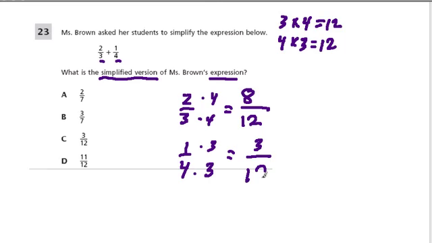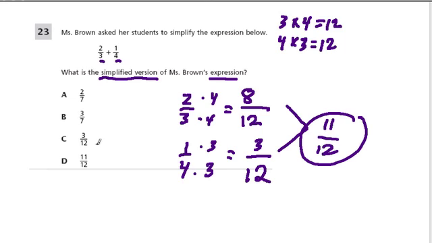And we're adding them up, right? We're adding up our twelfths. So here I have 8 twelfths, and here I have 3 more twelfths. Altogether, I'll have 11 twelfths. So our answer here is D, 11 twelfths. All right, I hope that helped.